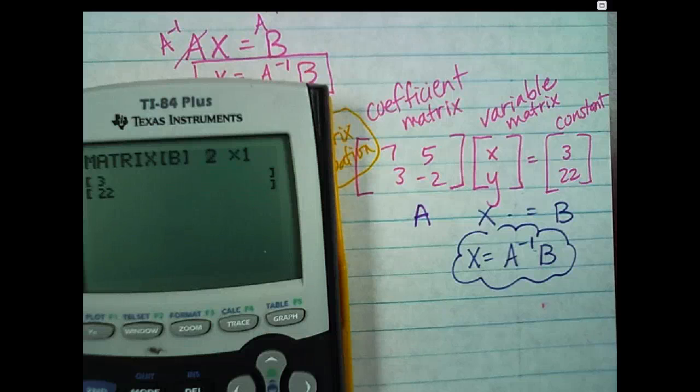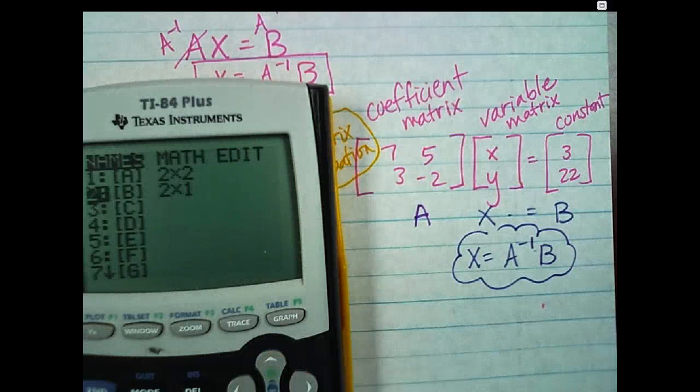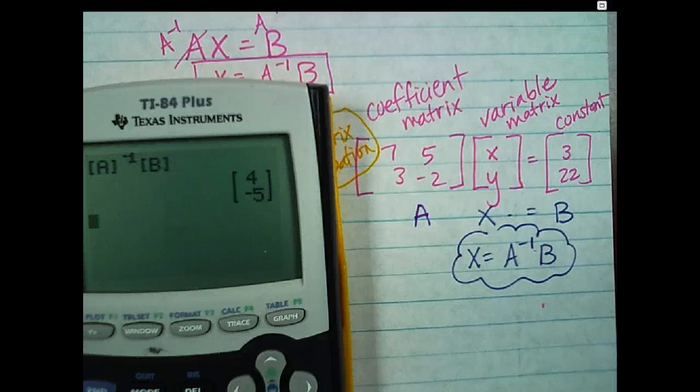Now, matrix B is a 2 by 1. Then quit out of it. So enter in matrix A and B. And to solve in your calculator, you go to matrix A and type in the inverse times matrix B. That's what you're looking for, right? And it gives you 4, negative 5.